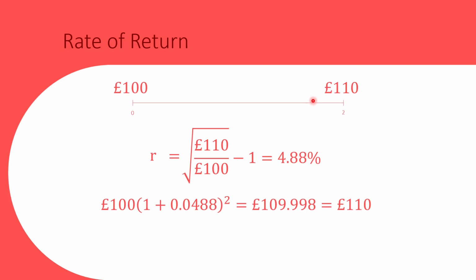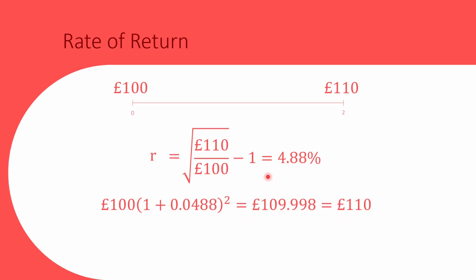Well, let's see if that is what we get. This is our present value, it's 100. Our rate of return is 4.88%, and we're looking at the value after 2 years, and that's why we're raising it to the power of 2. And that equation gives us 109.998, which is basically 110, the future value over here. The reason for the very slight difference is because this isn't exactly 4.88%. I've missed out a couple of other decimal places. It's actually 4.88 something something percent. Had I put in the exact value, it would have given me 110. But in this case, you can see that it's very close to 110.